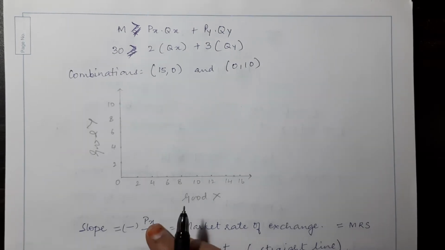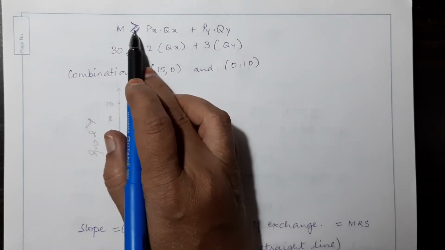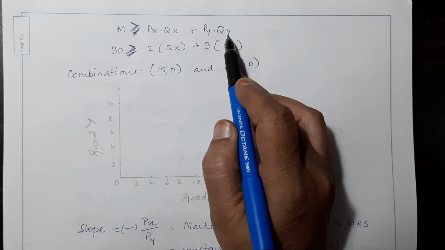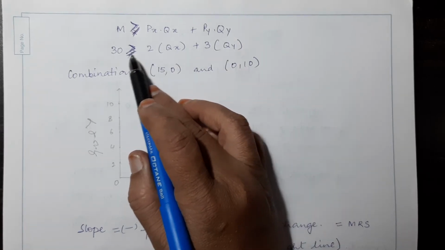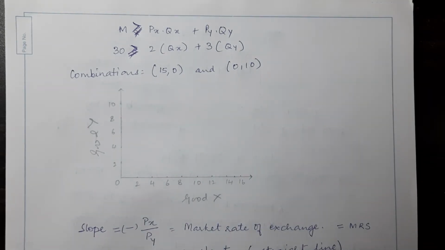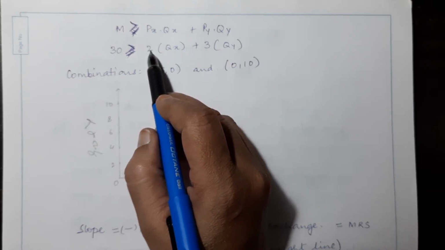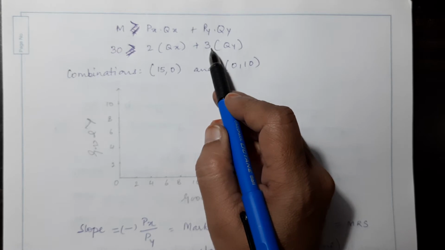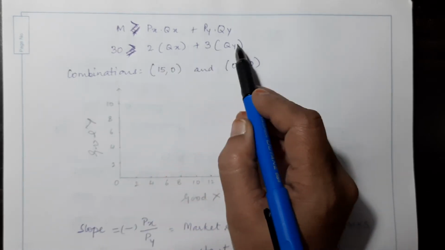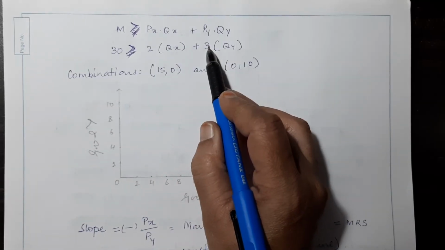So the different budget sets that can be formed will be given by this inequation: M is greater than or equal to PxQx plus PyQy. Or this 30 should always be greater than or equal to, we saw it was 2 per unit for good X and 3 per unit for good Y. So this inequation becomes 2 into Qx plus 3 into Qy. We substituted the prices of good X and good Y.